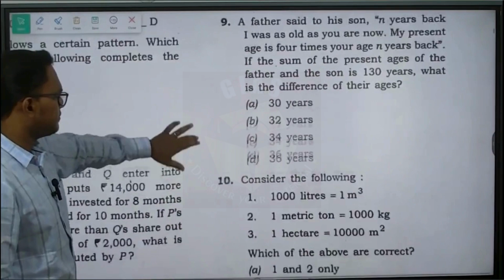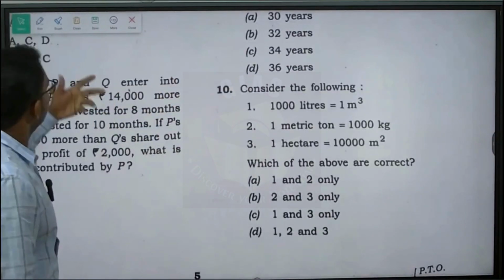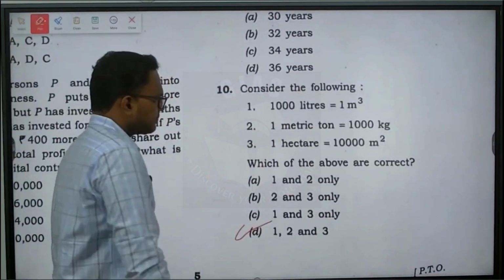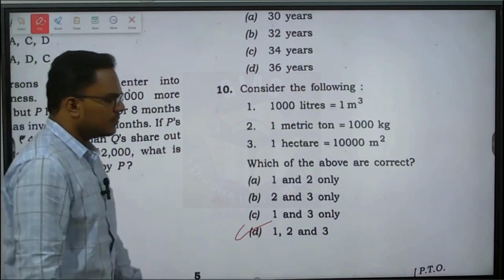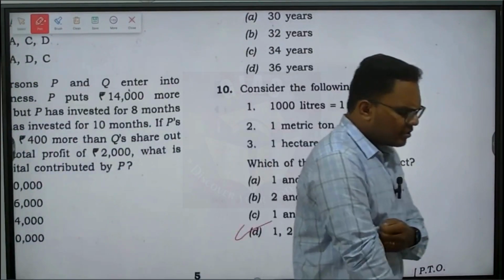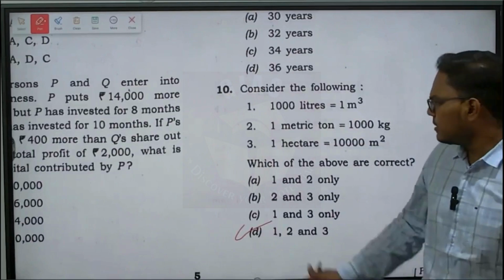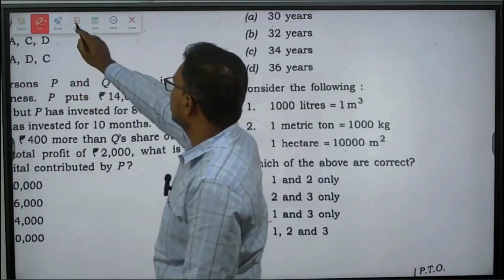Next question. This is pretty straightforward. Like all are right. If you know the standard metric system, I think this question is relatively simpler.